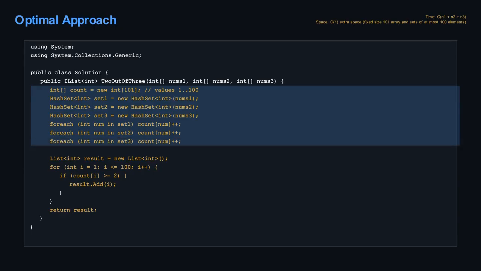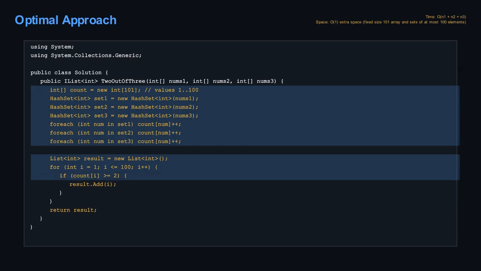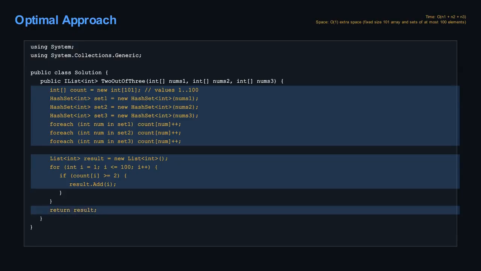Then, for each unique number in the first hash set, we increment its corresponding count in our frequency array. We repeat this for the second hash set and then the third. Finally, we iterate through our frequency array from index 1 to 100. Any number whose count is 2 or greater is added to our result list, as it appeared in at least 2 of the original arrays.